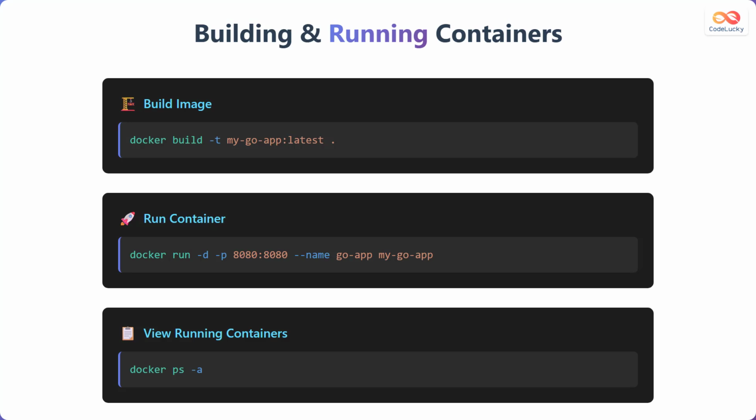To run the container, use docker run -d -p 8080:8080 --name go-app my-go-app. The -d flag runs the container in detached mode, -p maps port 8080 from the container to the host, and --name assigns a friendly name to the container. Finally, use docker ps -a to view all containers, both running and stopped, to monitor your application status.